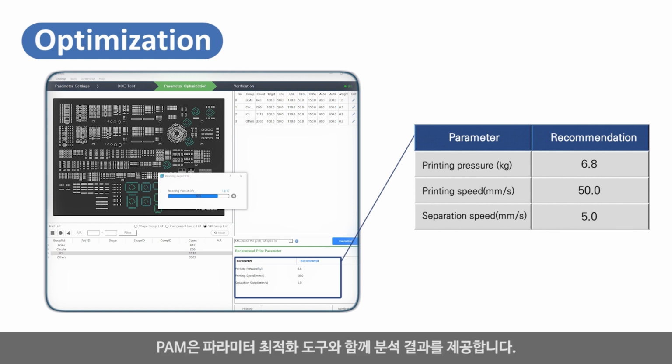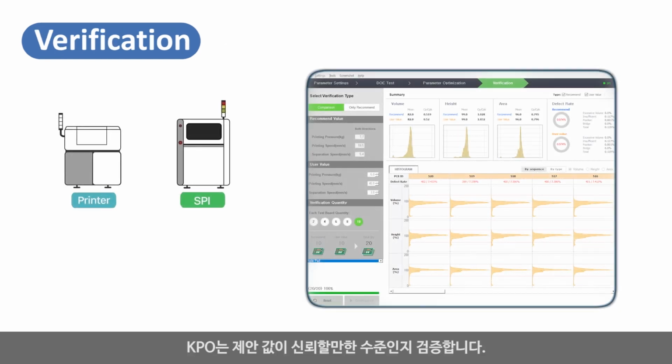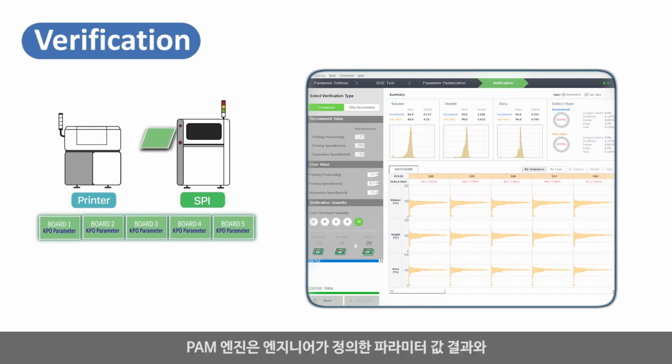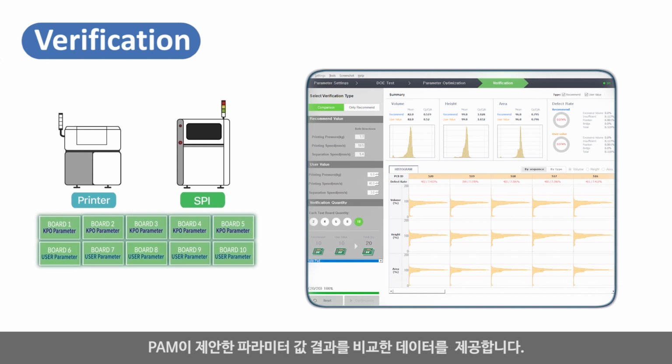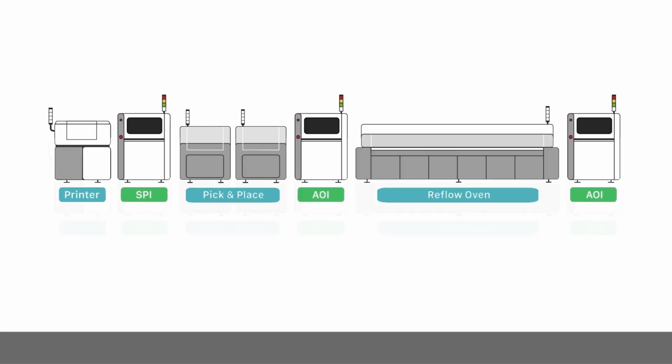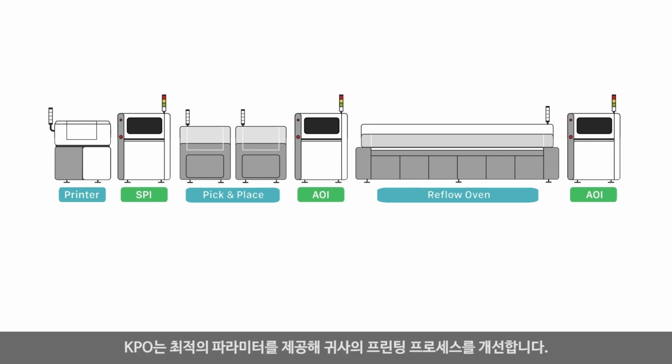PAM shows an analysis with results to configure the optimized settings for each aperture. Of course, KPO verifies these settings will be suitable for production. The PAM engine provides users with a comparison between the print results, user-defined parameters, and PAM-suggested parameters. Designed to optimize the production process, KPO provides feedback to improve the print process with optimal parameters.